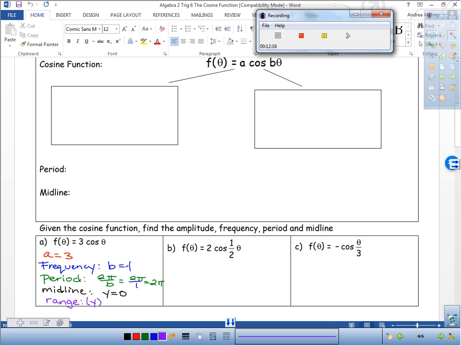3 to negative 3, right? It's going to go up to positive 3 and down to negative 3 because the amplitude is 3. So the range is negative 3 is less than or equal to y is less than or equal to positive 3. That's the range. The y is in between negative 3 and positive 3. That's how you write it mathematically.